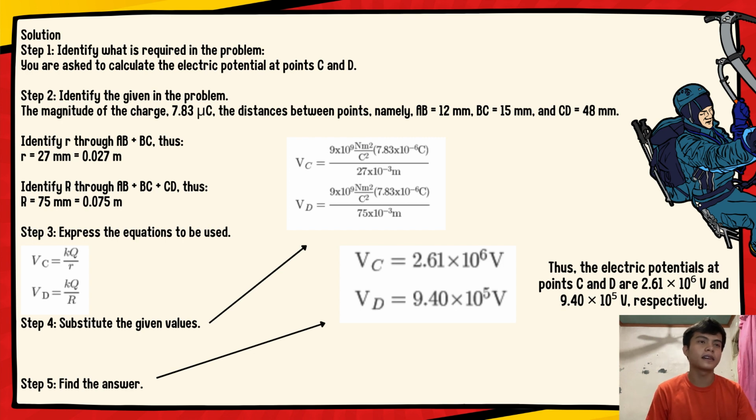Now, naa diri ang answer, which is 2.61 times 10 to the power of 6 volts kay C, tas D kay 9.40 times 10 to the power of 5 volts. Then, mao na ang example 3.